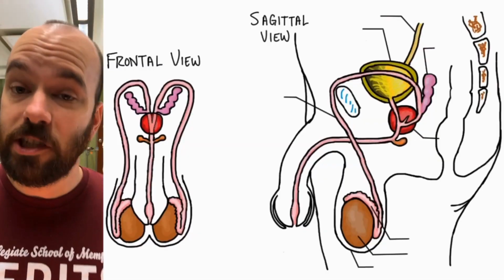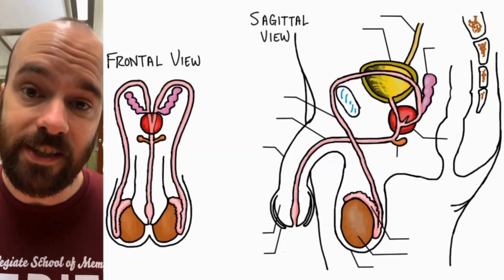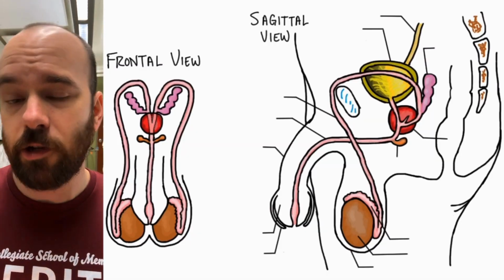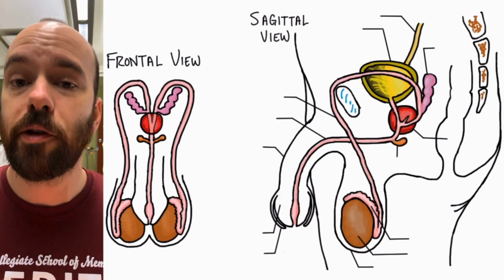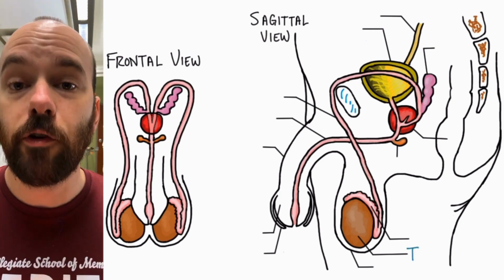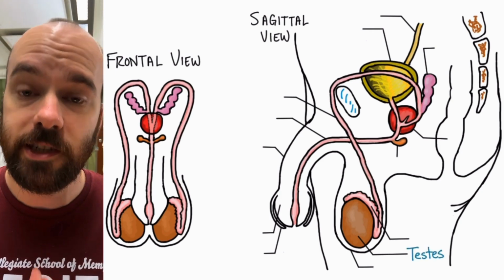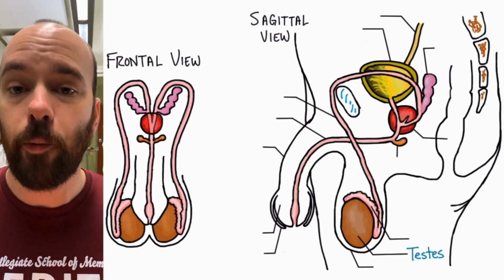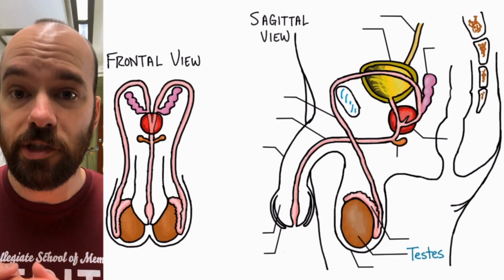All right, that was a lot of different structures. Take a moment, pause the video, and see if you can identify all of the structures of the male reproductive system, as well as what each structure does. First, we have the testes, which are the primary sex organ of the male reproductive system. They'll produce testosterone, as well as produce and develop sperm.